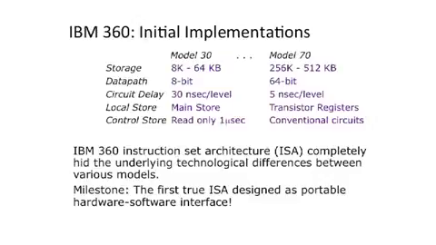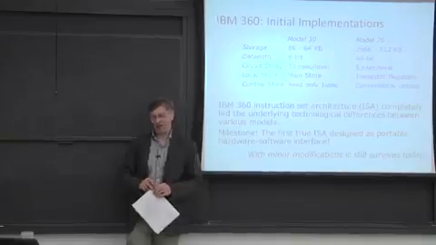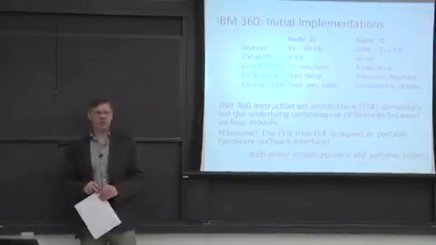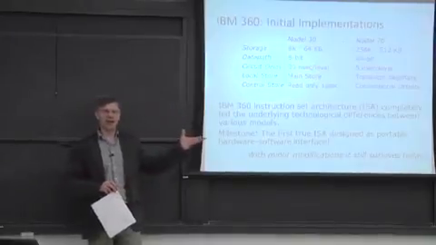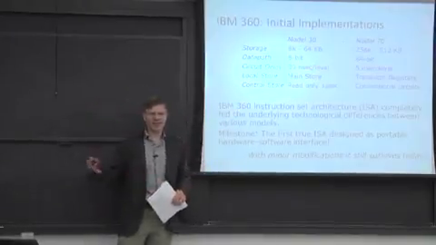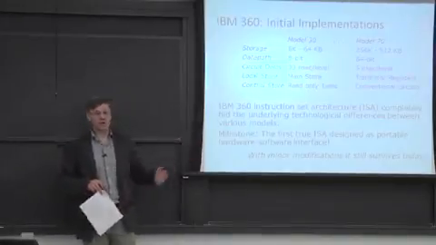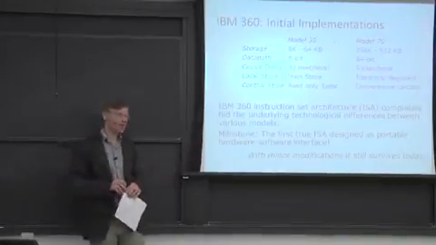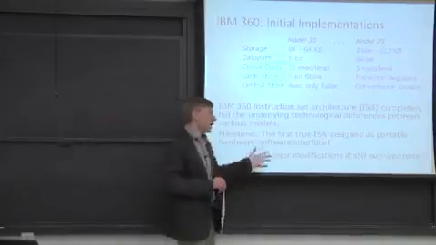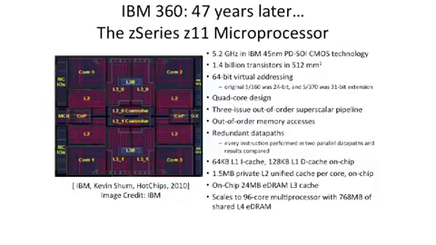And oh, yes, with minor modifications, it lives on today. So this was designed in the 60s, and even today, we still have System 360 derivative machines. And a piece of code you wrote back in 1965 will still run on these machines today, which is pretty amazing, natively. So how does this survive today? So here's actually the IBM 360 47 years later, as in the z11 microprocessor.